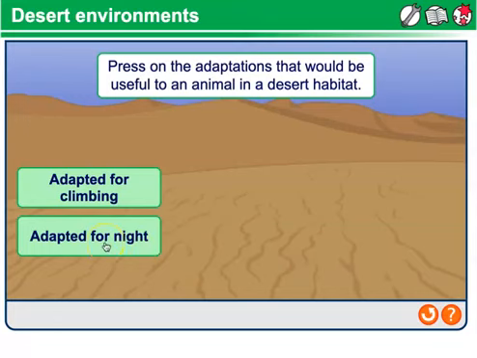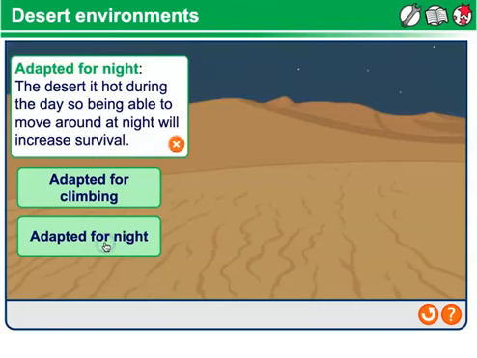Well, I think probably the first important thing would be adapted for living at night, because temperatures are going to be reduced in those desert habitats during the nighttime versus the daytime. The desert is hot during the day, so being able to move around at night will increase survival.